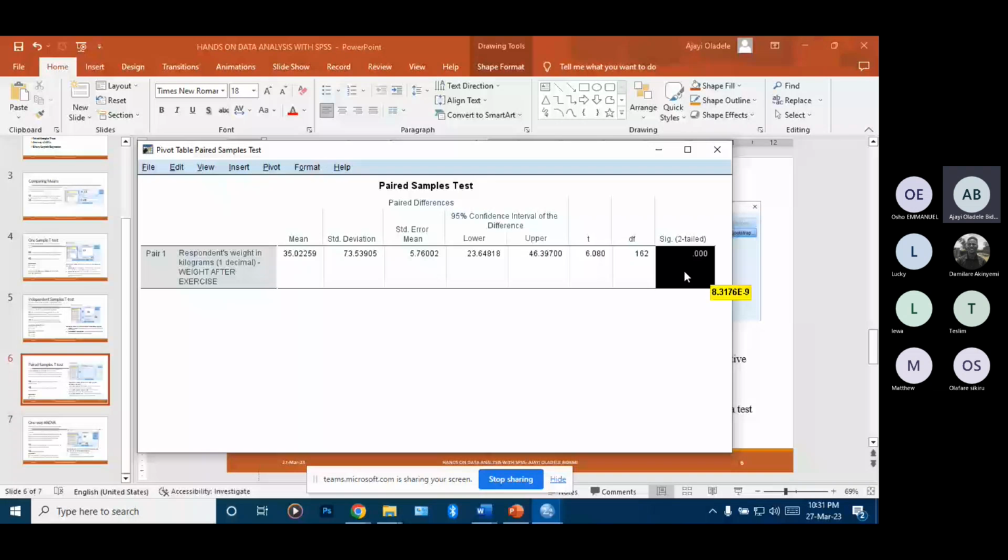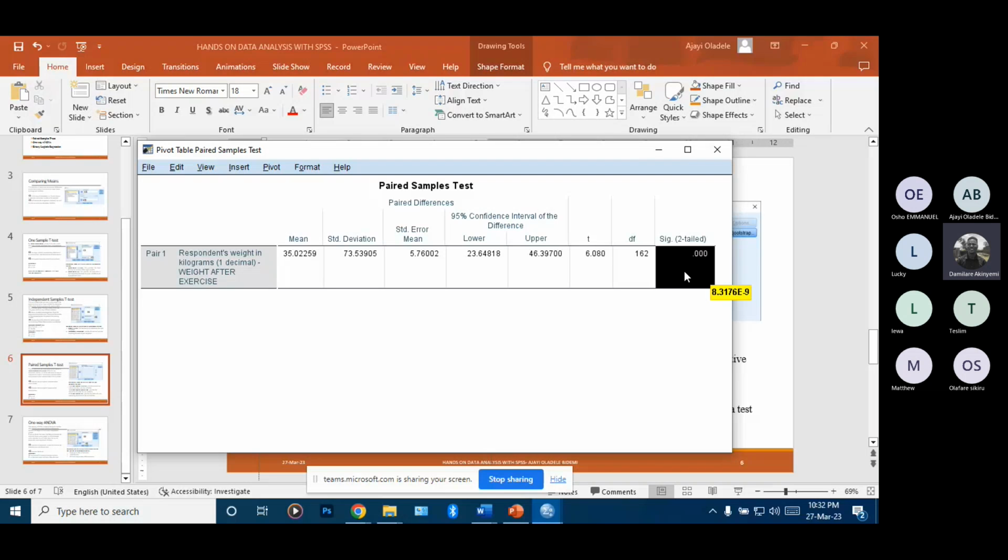And therefore, we conclude that there is significant difference between the weight of our respondents before they started exercising and their weight after they started exercise. Do we understand this part? If I continue.